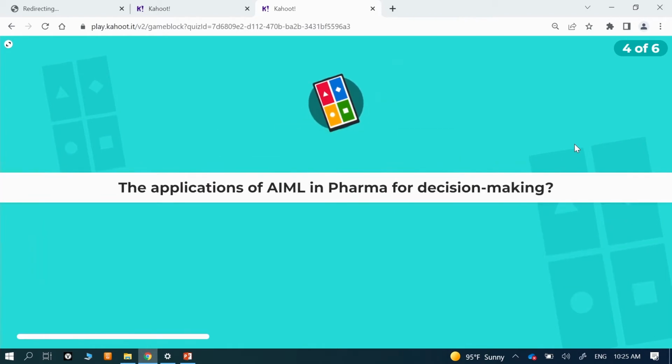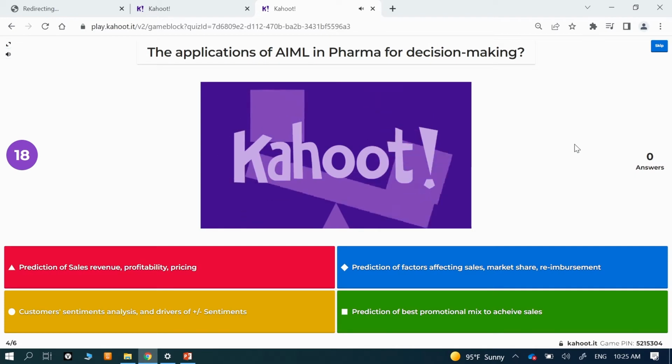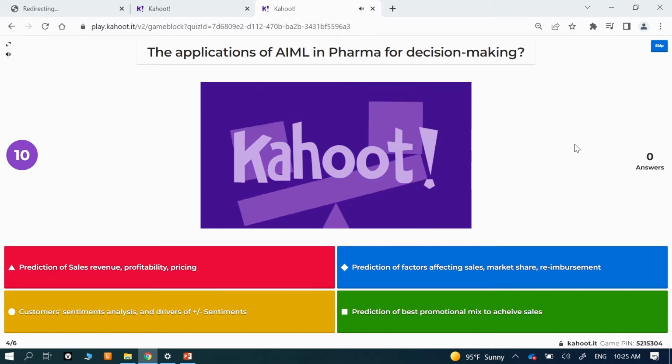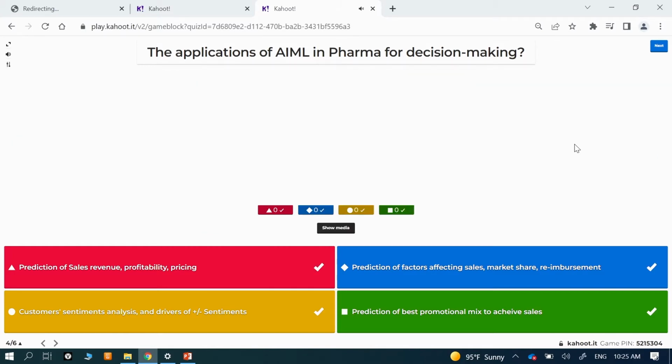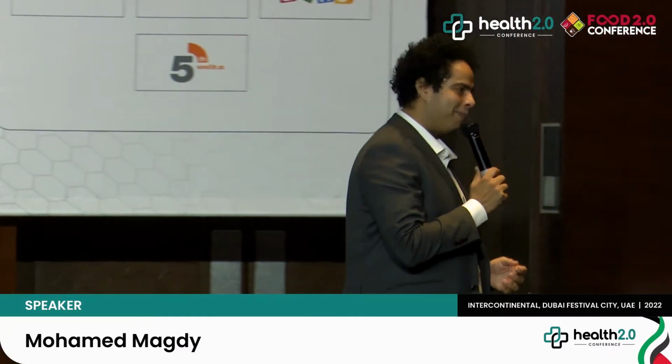All right, let's move into the fourth question. And that's a multiple answer. The application of artificial intelligence in pharma for decision making could be a prediction of sales revenue, profitability, and pricing, a prediction of factors affecting the sales, market share and reimbursements, the customer sentiment analysis, the driver of the sentiments. Just after the call, if the field force are conducting a call with the doctors, they want to know how they feel about it and what's the driver of these. Let's see, all of the answers are correct. Many applications of artificial intelligence and machine learning, and all of you got the same scores, so we'll talk about this in the presentation.